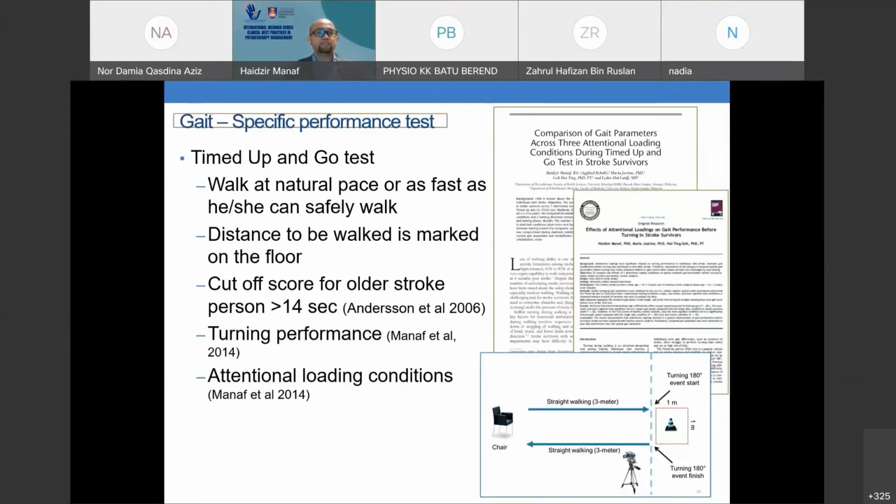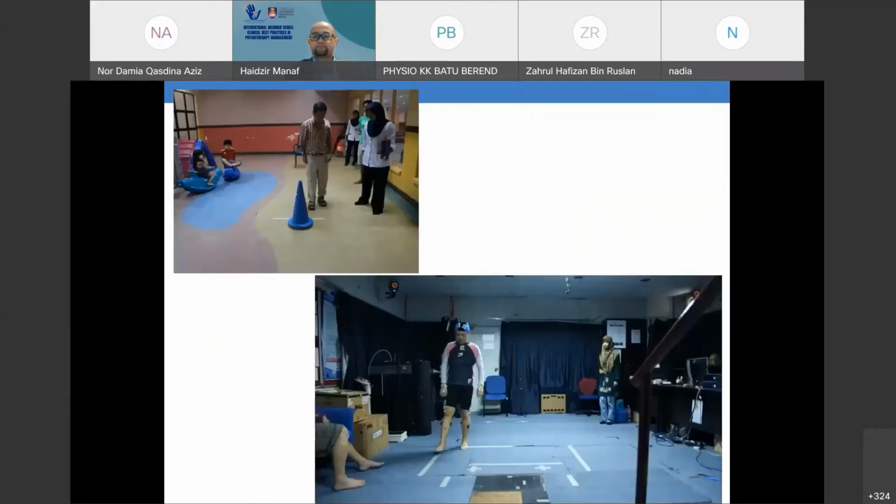Furthermore, if the patient takes more than 5 steps and more than 3 seconds to complete the turning here, he or she is considered to have turning difficulty and a high risk of fall. The TUG test consists of a dual task condition as well. Previous studies have shown that performing the TUG test under dual task conditions increases the time taken to complete the task.